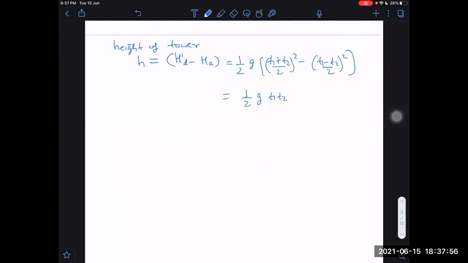Once I know the height of tower, what will be the time taken by the stone to fall? Time of descent will be equal to root of 2H by G.